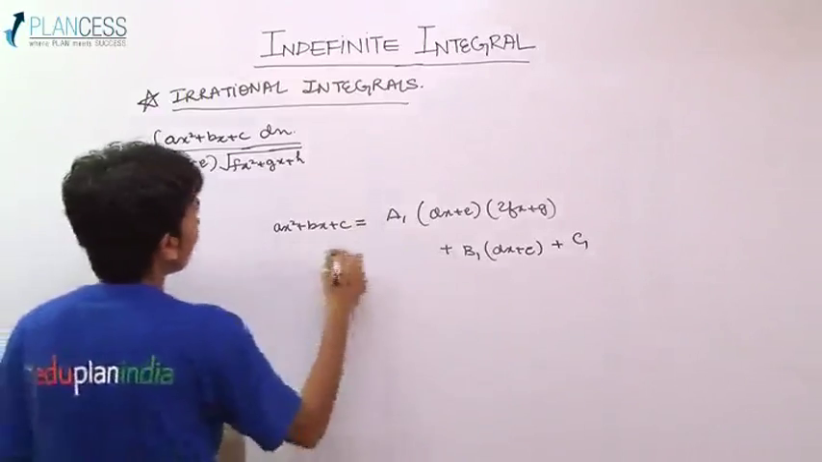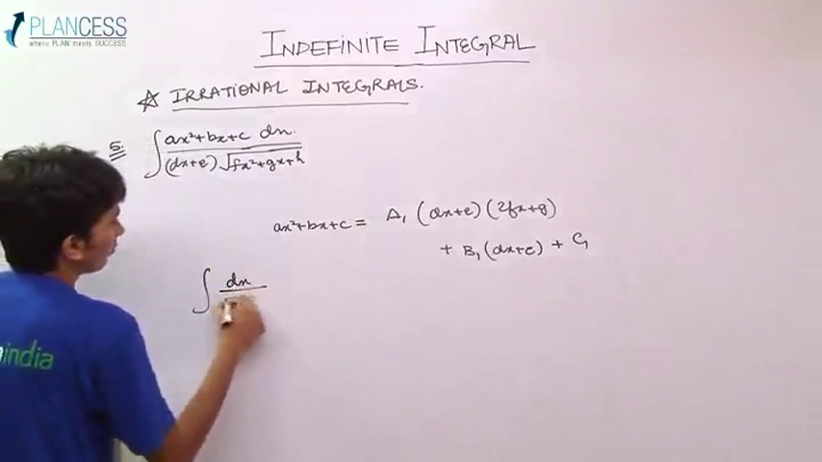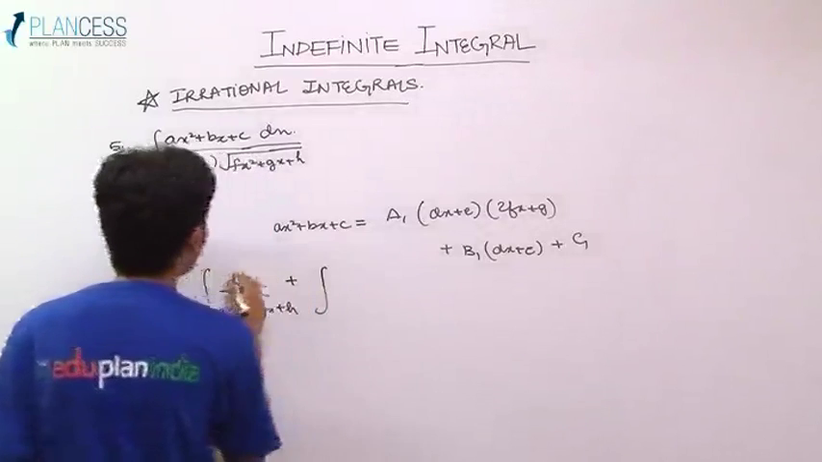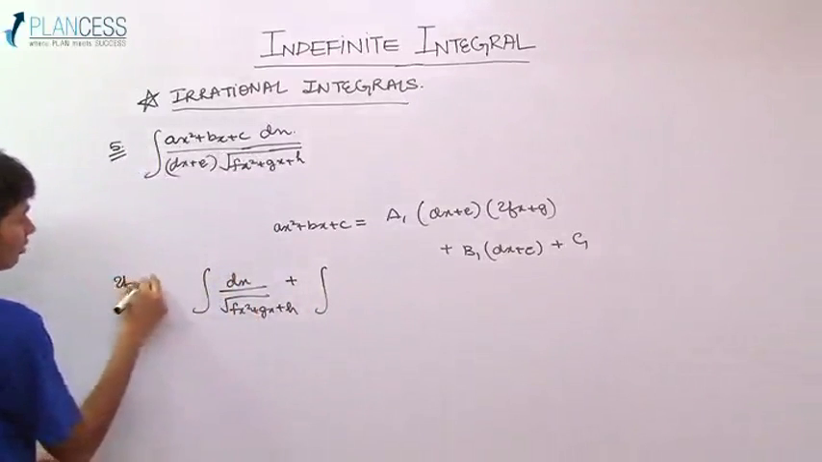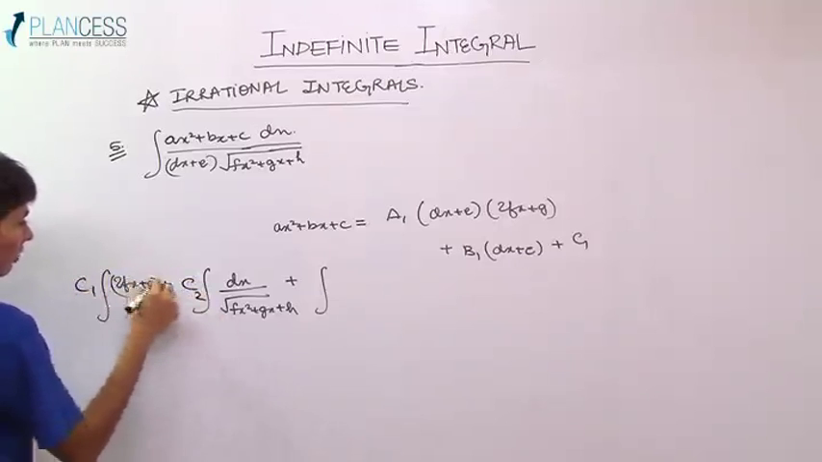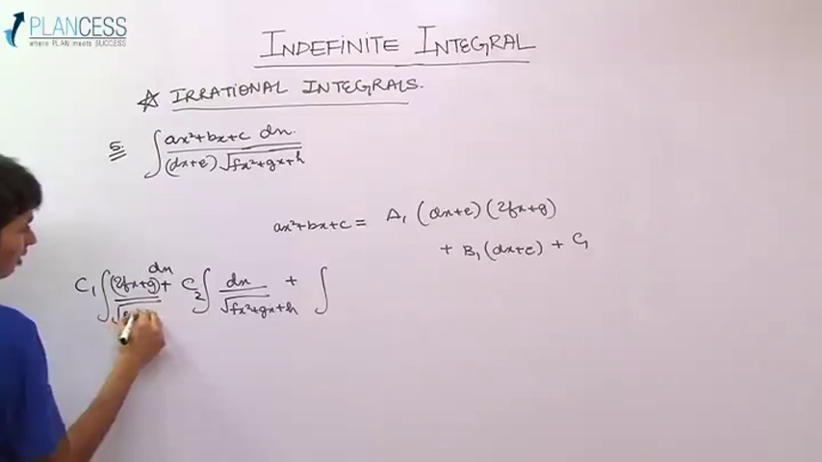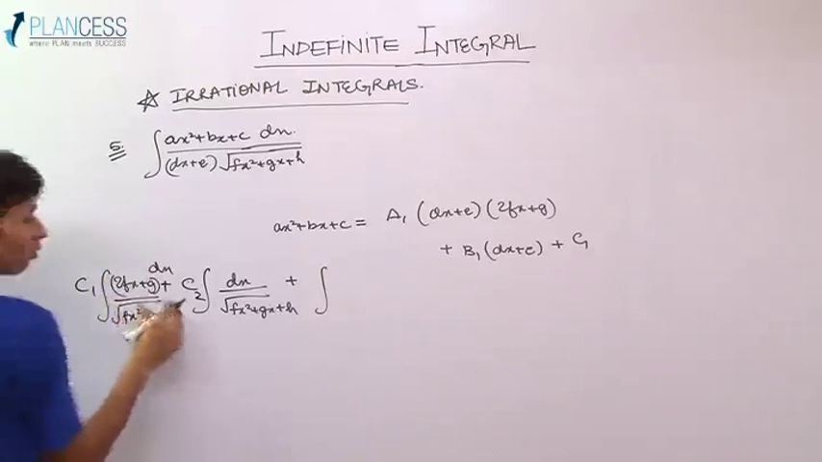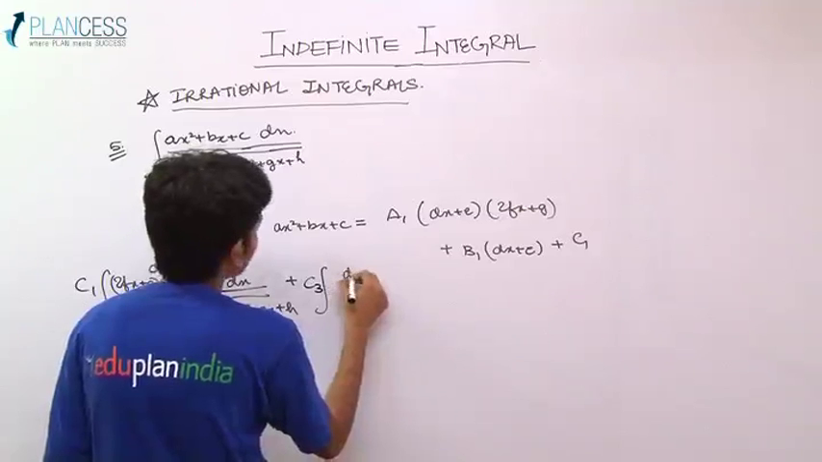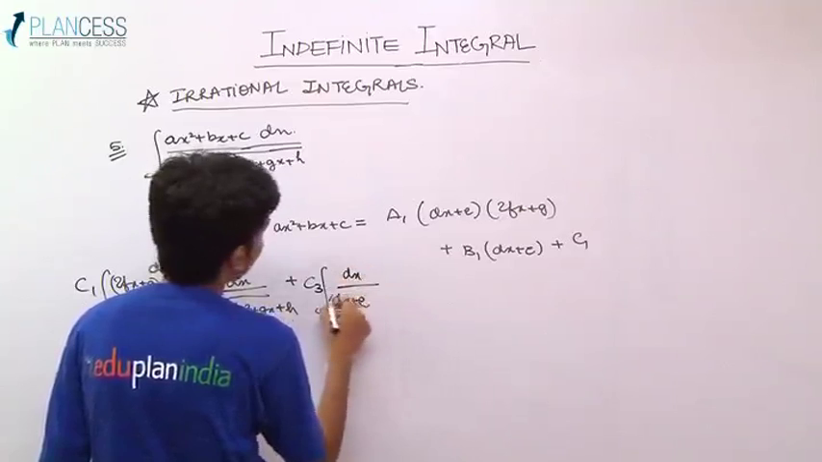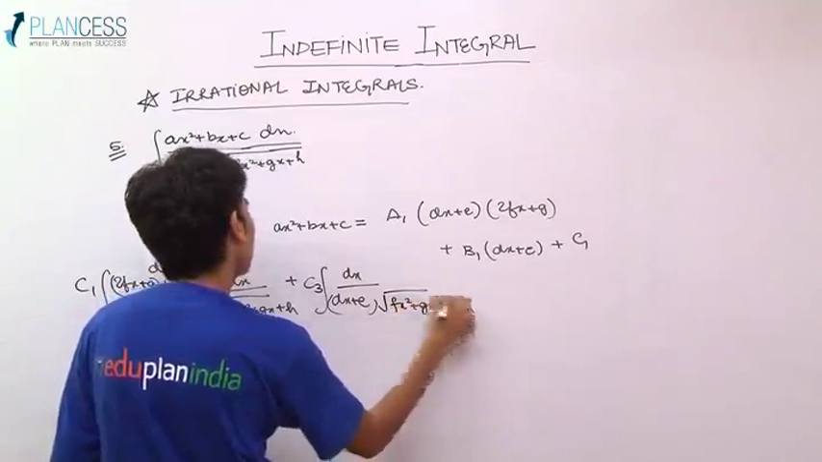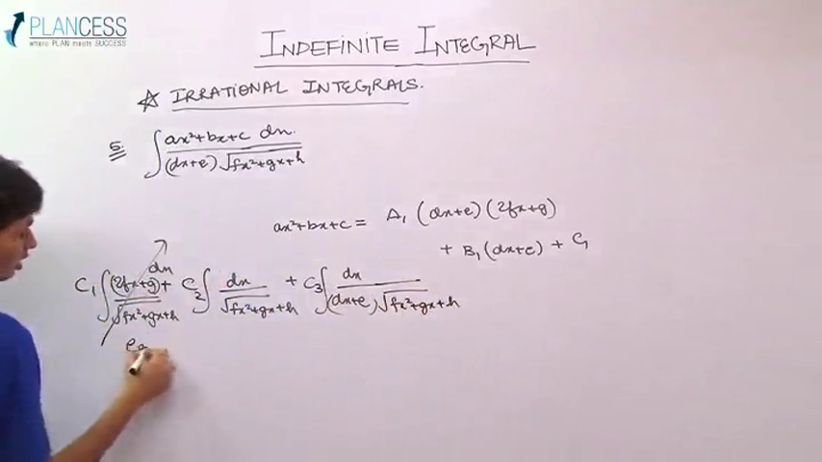So by this you will see that the first term will be generated as dx upon root of (fx square plus gx plus h), which is easy to solve. The second term, after cancelling out, will be some constant times integral of (2fx plus g) dx upon the same denominator, root of (fx square plus gx plus h). This is easy, a substitution will create a simpler form. And then finally the third term, some constant c3 times integral dx upon (dx plus e) root of (fx square plus gx plus h). Don't confuse this d and dx: this d is a constant multiplying x, and this dx is the differential. Okay, so this is very easy. This is also known.